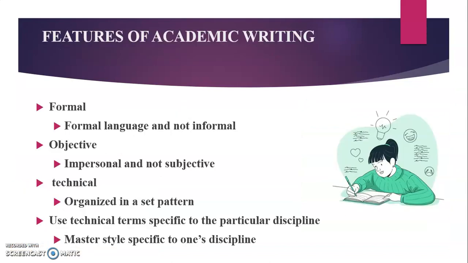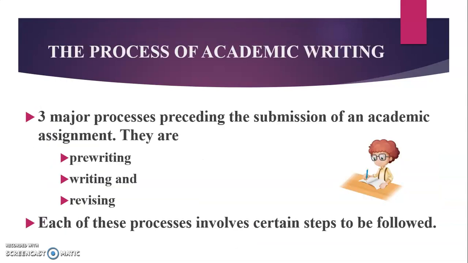So let's see first what are the features of academic writing. Academic writing should be very formal, in the sense that we should use formal language and not informal. It should be objective, impersonal, and not subjective. It should be technical in the sense that it should be organized in a set pattern. We have to use technical terms specific to the particular discipline. That means you have to master style specific to one's discipline, that is, it can be science, arts, humanities, and the like.